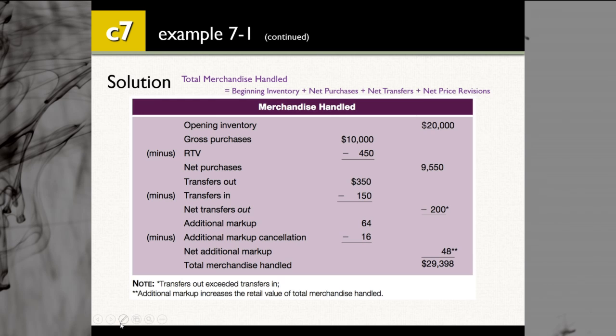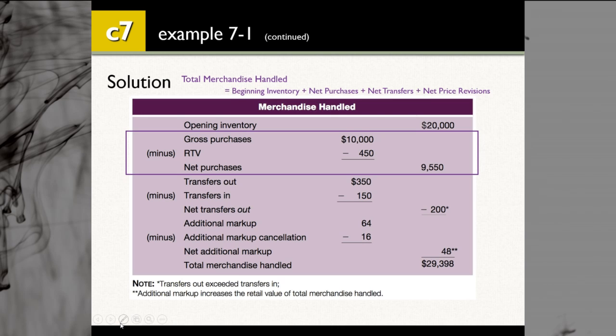For the formula, you learned that total merchandise handled will be beginning inventory plus net purchases plus net transfers plus net price revisions. Let's do it step by step. First, beginning inventory is already given. You don't really have to calculate it, but keep that on top. So opening inventory is 20,000. Then you can calculate net purchases because you know your gross purchases and returns to vendors. That's going to be 10,000 minus 450, which is 9,550 as your net purchases.